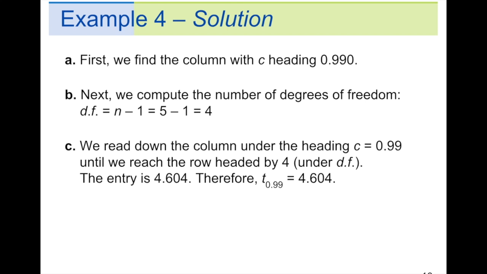First, we find the column with c heading 0.990. Next, we compute the number of degrees of freedom, n-1, which is 4. We read the column under the heading c equals 0.99 until we reach the row headed by 4. The entry is 4.604. Therefore, t sub 0.99 is 4.604.